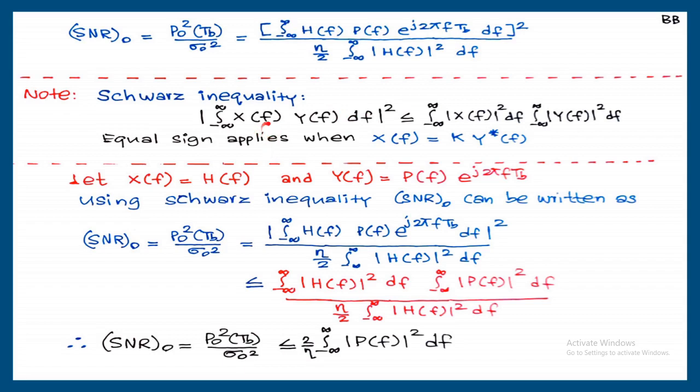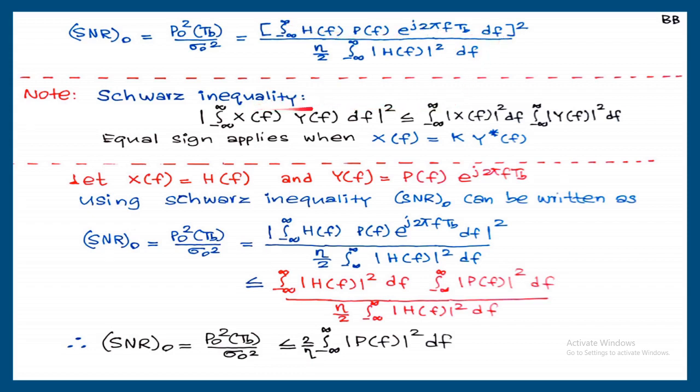For applying this result, what are the definitions we are going to make here is, let x of f is equal to h of f. This is taken as x of f and this is taken as y of f. So x of f is this h of f and y of f is p of f into e raised to j 2 pi f tb. Now after that you can see, the numerator will be integral minus infinity to plus infinity x of f y of f df square.